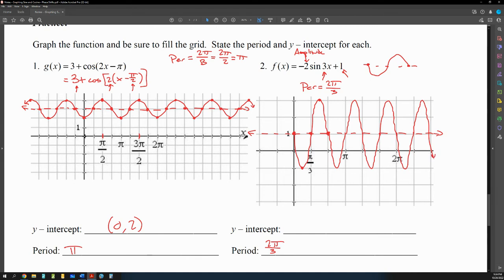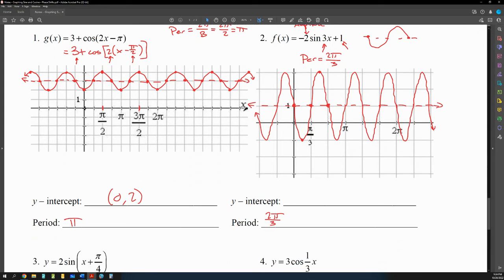All right, and then draw it in the negative half as well. So you can kind of see the difference in these graphs. I definitely like to plot those points. You can see how it helps me. The y-intercept here is 0, 1.